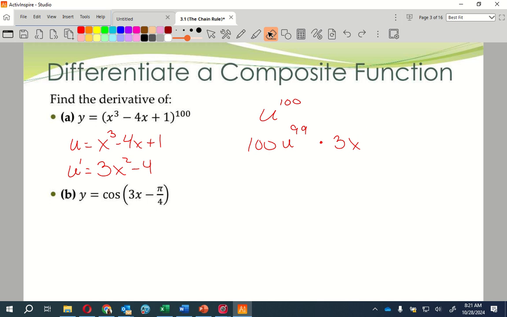My board's kind of messing up here, so let me see if I can get this. There we go.